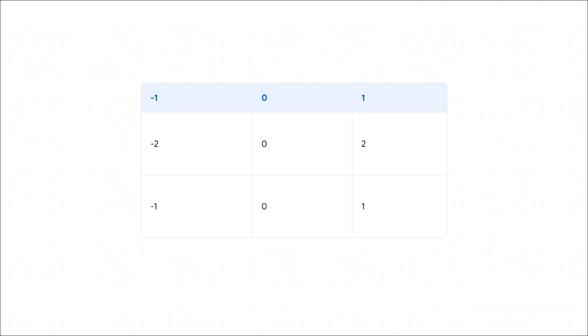Now check out this specific kernel. Look at how it's built. Negative numbers on the left, positive on the right. This design is really clever. It means the only way it's going to produce a big score is if it lines up perfectly with a spot in the image that goes from dark to light. In other words, it's a perfect little machine for finding vertical edges.